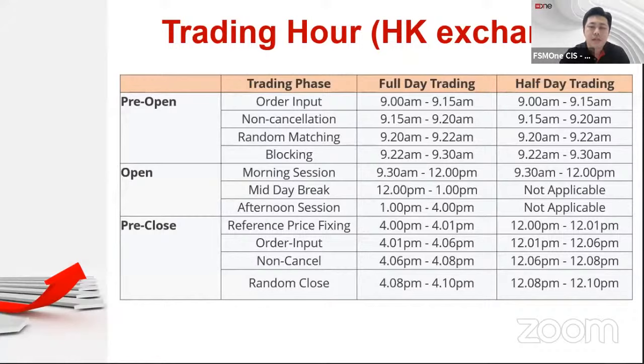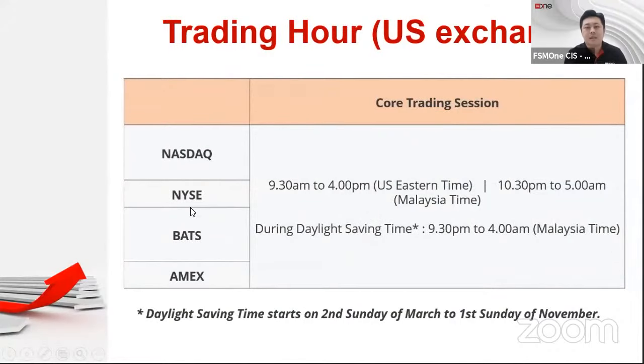During this pre-close section, you are allowed to place an order within 15% of the range, and then it will be randomly matched during this particular pre-close. This will be the trading hours for Hong Kong exchange. This is the trading hours for US exchange. The US market does not have any pre-opening, pre-close, or lunch break.